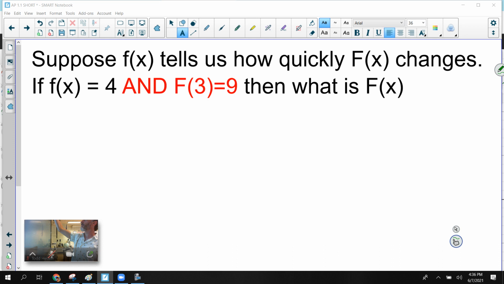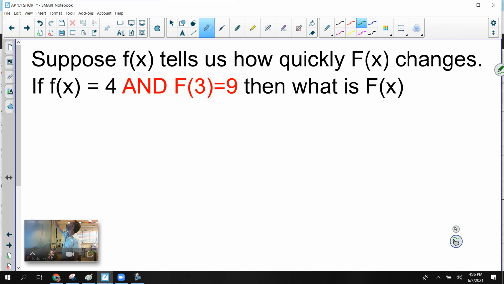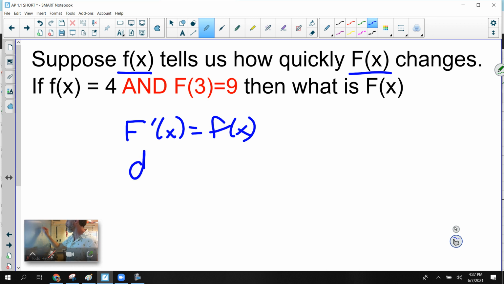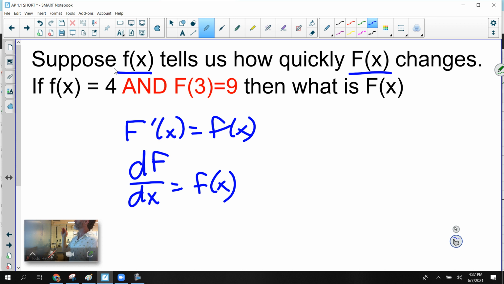So here's that same problem again. It says, suppose little f of x tells us how quickly capital F of x changes. So that's basically just telling us that capital F prime of x is little f of x, or the derivative of capital F of x is little f of x. That's all that's telling us. And in fact, it tells us that little f of x is 4. So what that means is our slope is 4.